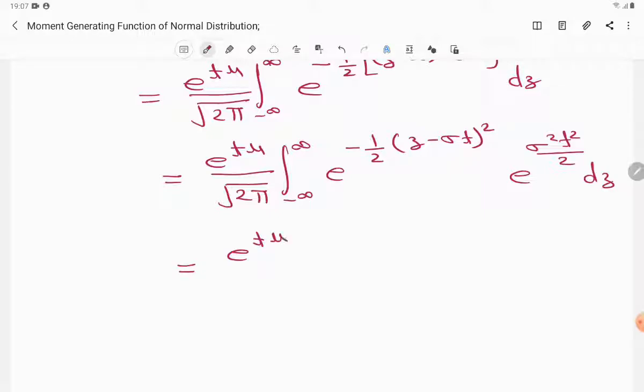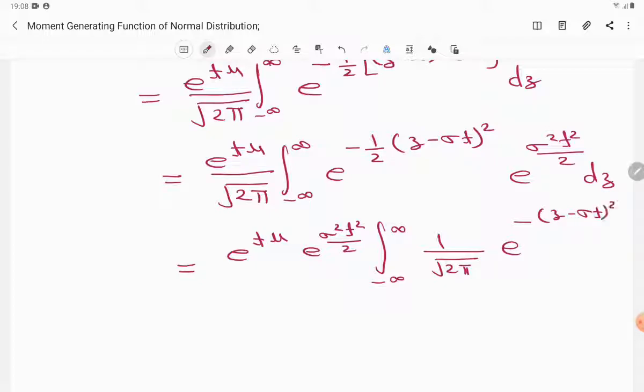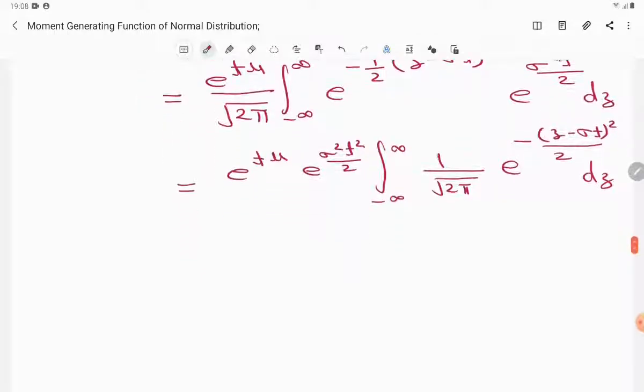So I write it over here, into e^(σ²t²/2), and this 1 by root 2π I am taking inside the integration. There is a reason for that, I will explain. So that is 1 by root 2π over here, and this is e^(-(z - σt)²/2), and then dz.